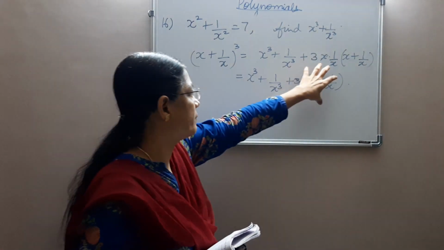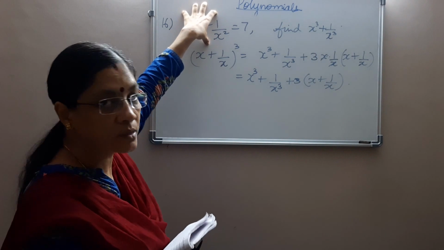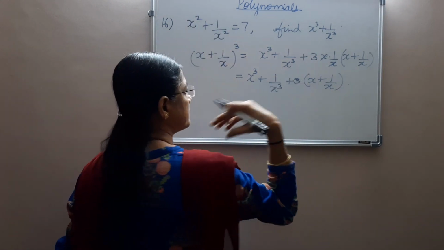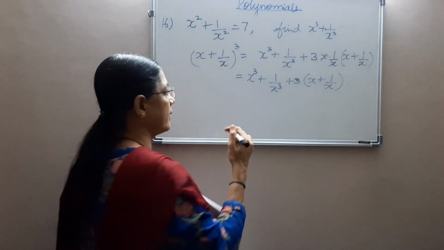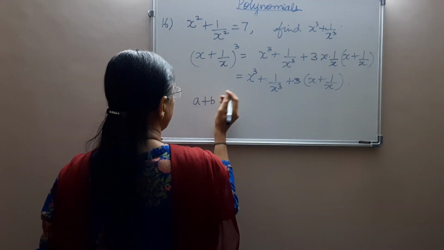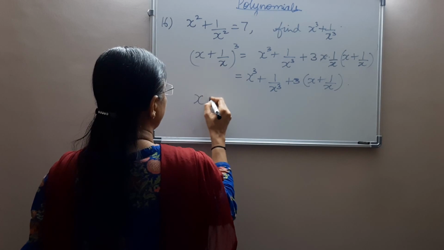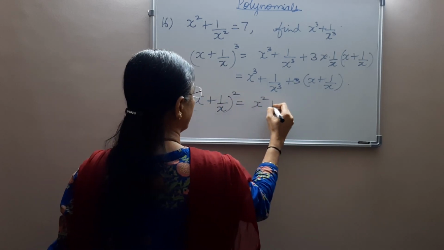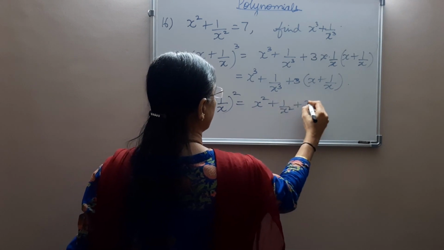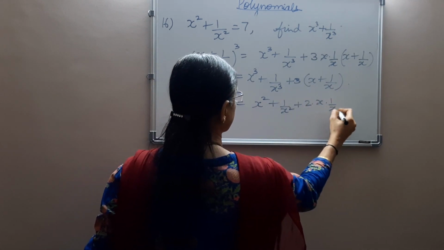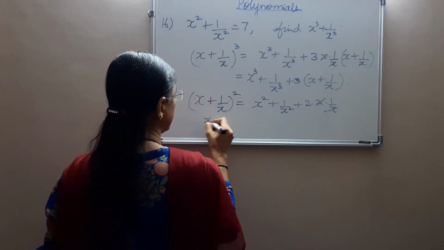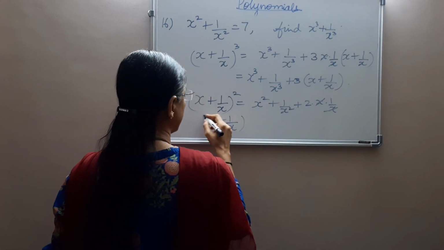It is easy because for finding a plus b, a squared plus b squared is given. So with a squared plus b squared, we can find a plus b by using the square identity. So x plus 1 by x the whole squared is equal to x squared plus 1 by x squared plus 2 times x into 1 by x. Here x gets cancelled. So we have x squared plus 1 by x squared plus 2 is equal to x plus 1 by x the whole square.